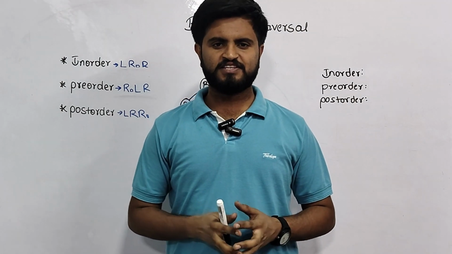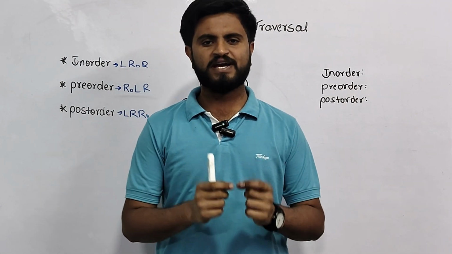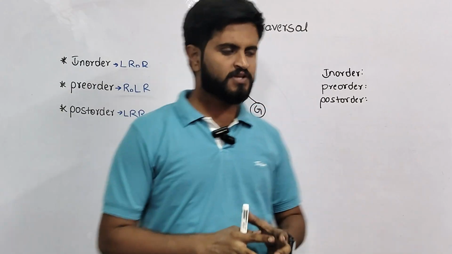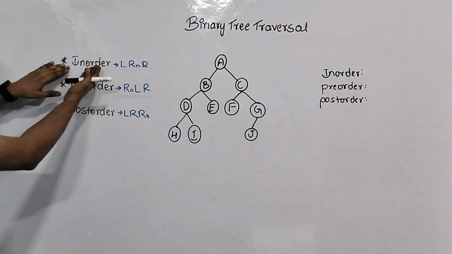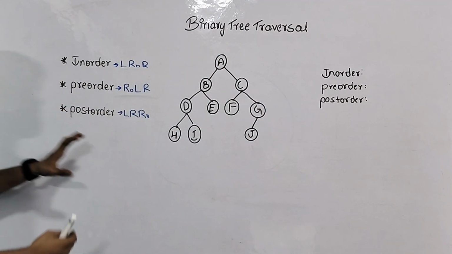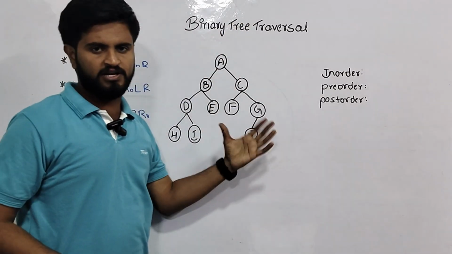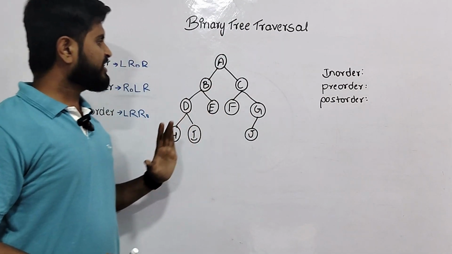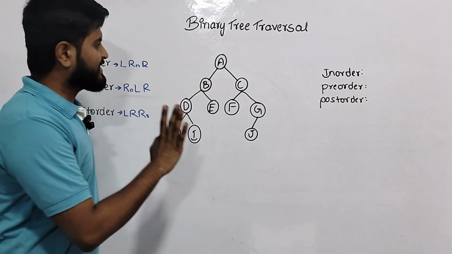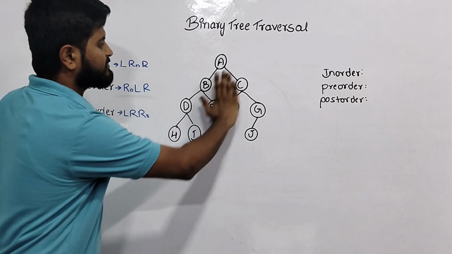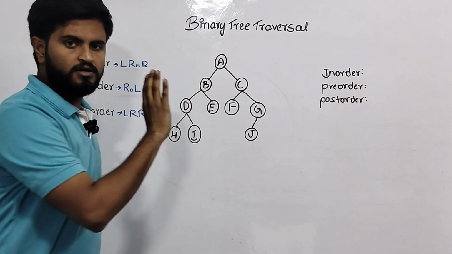Hello everyone, in this video let's discuss the binary tree traversal problem. Here we must find the in-order, pre-order and post-order traversal for the given binary tree. How to find it: first, you detach the left subtree and the right subtree from the given tree.